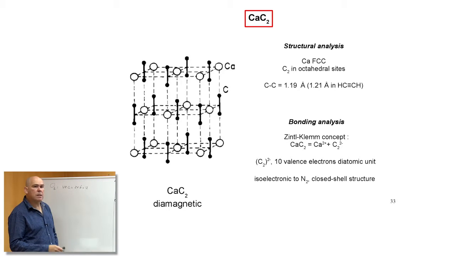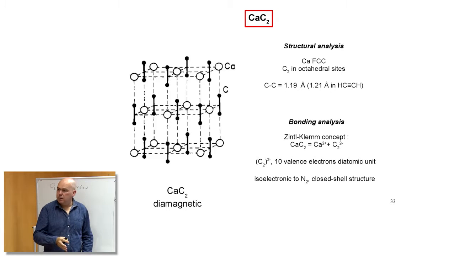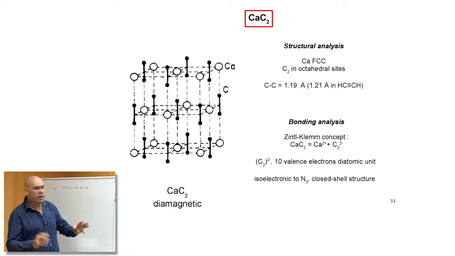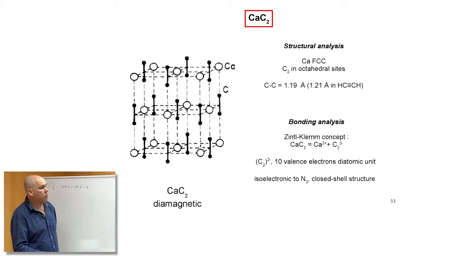As calcium belongs to the s block, it will give its 2 valence electrons to the carbon sublattice. So you may write Ca2+ C2 2-. Ca2+ follows the octet rule. You have the same electronic configuration as the noble gas before, which should be argon, I think, but you have to check. And you get formally C2 2-.